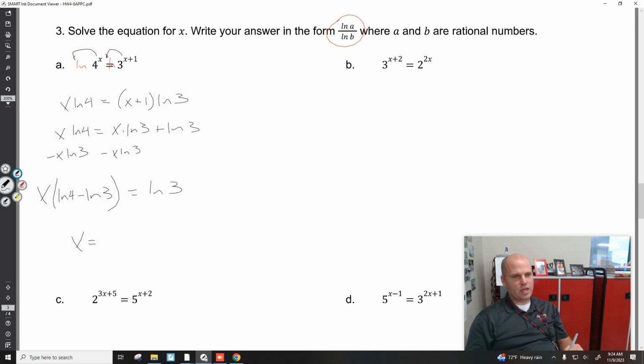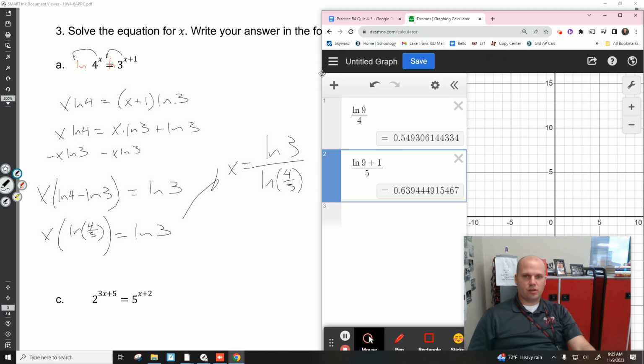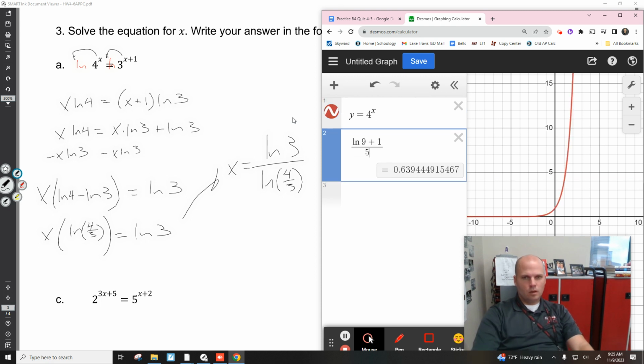I'm going to finish off by dividing by log 4 minus log 3. Probably before that, I could use a log property to rewrite log 4 minus log 3 as log 4/3, right? If we're subtracting, it's the same as dividing. I will finish off by solving for x by dividing both sides by log 4/3. I get log 3 over log 4/3, and I'll show you, it's beautiful to see 4 to the x intersecting with the graph of 3 to the x plus 1.